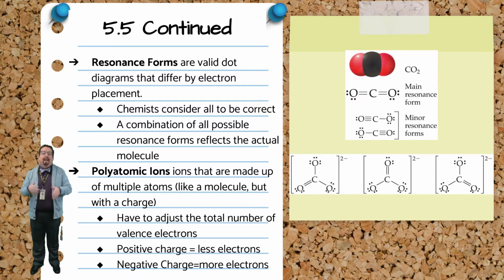Polyatomic ions are like molecules, but they have a charge. You deal with these in the same way as you do a regular molecule, but when determining the total number of valence electrons, you need to subtract 1 for each positive charge or add 1 for each negative charge.